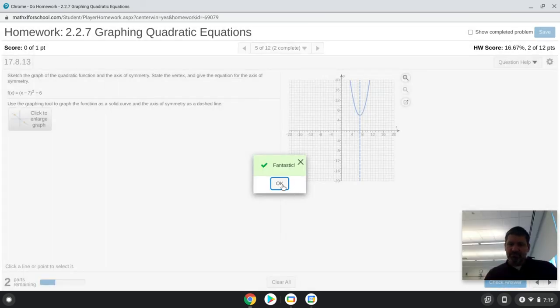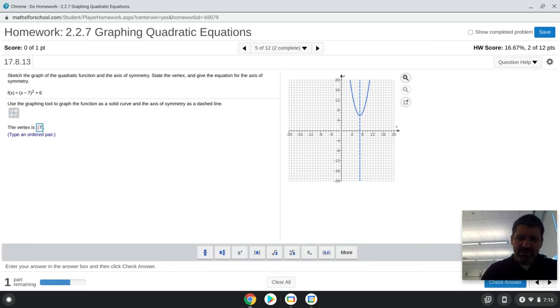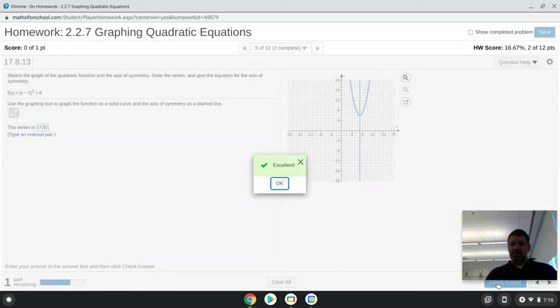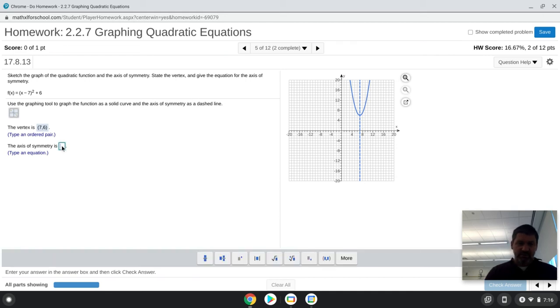Okay, good. All right, and the vertex here is at 7, 6. Over 7, up 6. Okay, the axis of symmetry is at 7, so it'd be x equals 7. Okay, I'm going to look at one more example here.